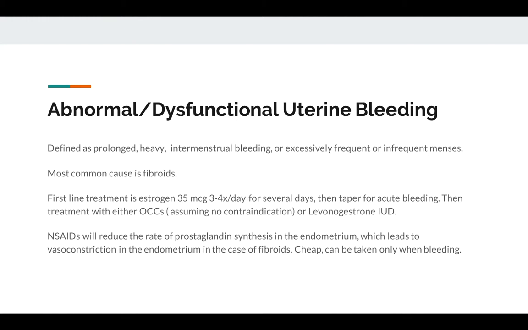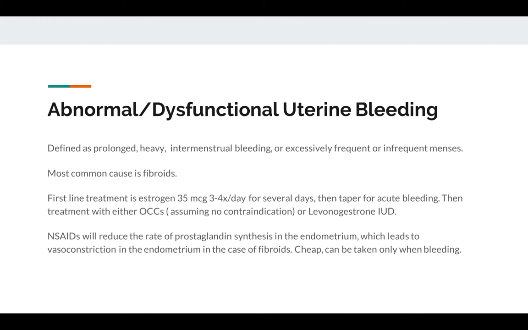The first line treatment is, the first thing most people will do is put a patient on an estrogen pill. You can use birth control pills, but they have to be given at much higher doses and multiple times a day for several days. That can be done to stop acute bleeding. From there, treatment with oral contraceptives can continue if the patient is not seeking pregnancy, or the placement of a Mirena or Skyla IUD.